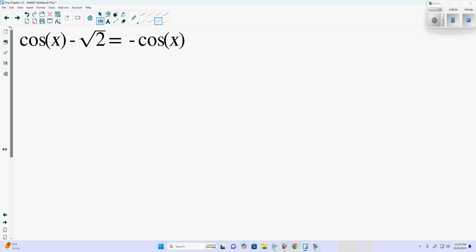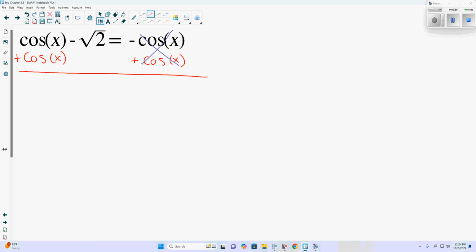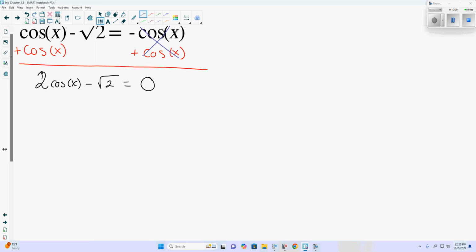Cosine of x minus square root of 2 equals negative cosine of x. Again, since we just have cosine, and instead of the first power, we can get all the cosines together and get everything else on the other side. So the first thing I can do is add cosine of x to both sides, because negative cosine of x plus cosine of x is 0, giving me 2 cosine of x minus the square root of 2 is equal to 0.